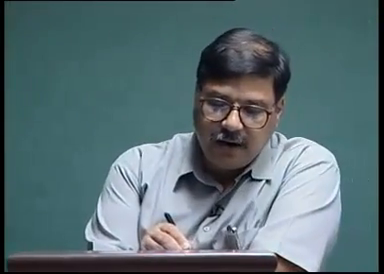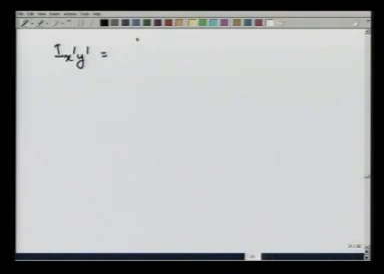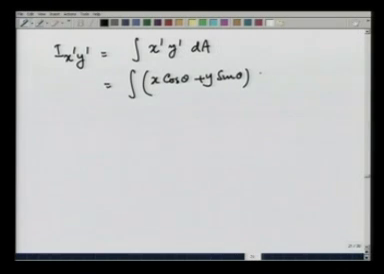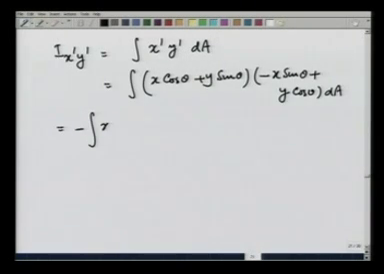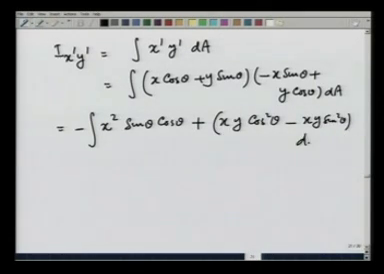Last, we calculate I x prime y prime, which is nothing but integral x prime y prime dA, which is equal to integral x cosine theta plus y sine of theta times minus x sine theta plus y cosine theta dA, which comes out to be integral minus x square sine theta cosine theta plus x y cosine square theta minus x y sine square theta dA plus y square sine theta cosine theta dA.